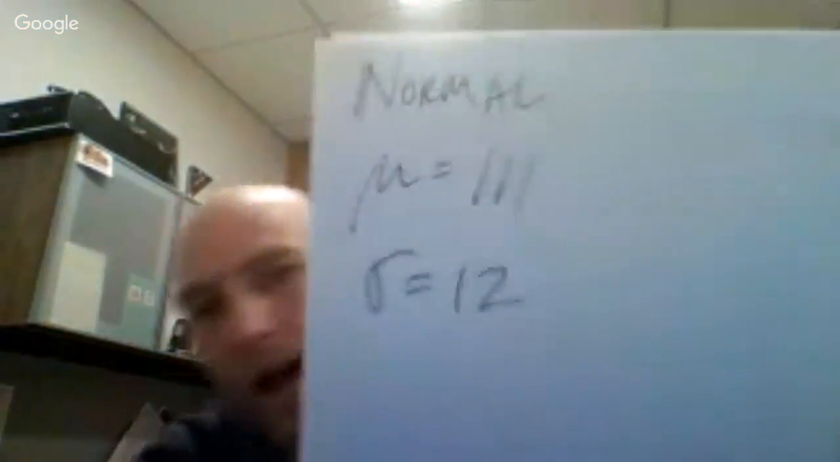We have a normal distribution. The 3 pieces of essential information here are that we have, except the black pen doesn't work, a normal distribution that has a mean of 111 and a standard deviation of 12.